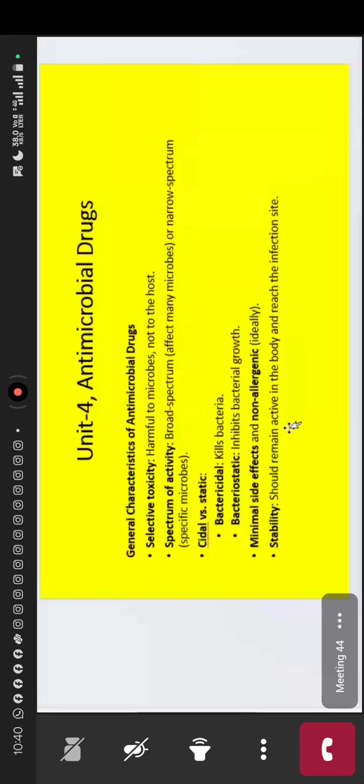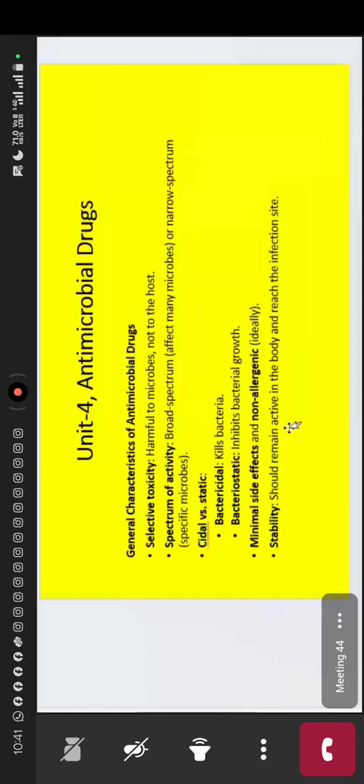Next is cidal versus static. We have two terms: bactericidal antimicrobial drugs and bacteriostatic drugs. Cidal means they contain chemicals which kill bacteria. Bactericidal means they are the chemicals which kill the bacteria. But bacteriostatic agents are not able to kill the bacteria, but they inhibit the further growth of bacteria.